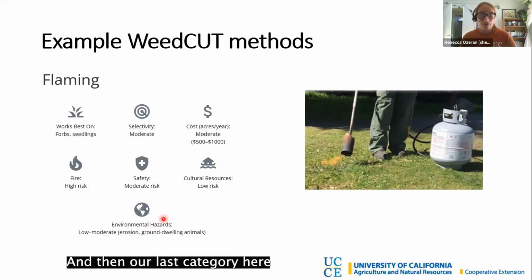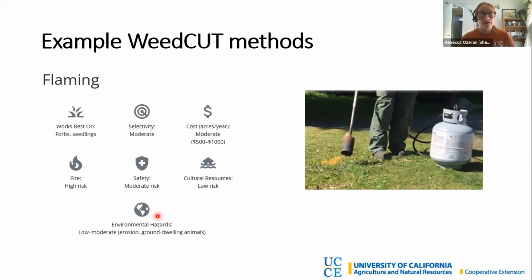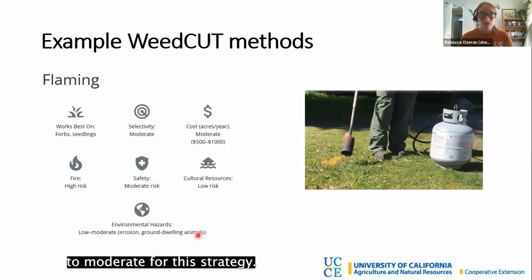And then our last category here is the environmental hazard. So any potential non-intended consequences of this tool. They're considered low to moderate for this strategy. So you might cause a little bit of increased erosion due to killing the plants on the soil surface. And if there are ground dwelling animals that might have shallow burrows, such as ground squirrels or voles, you might be heating up their habitat, and that might not be so great for them.